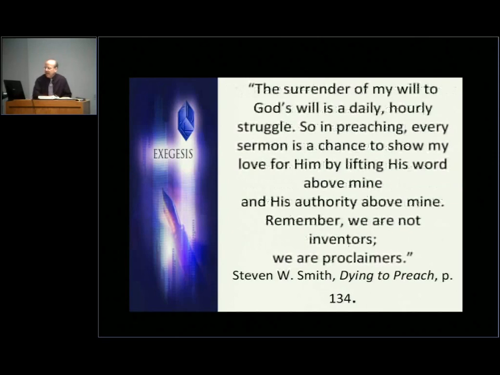He goes on to say, "The surrender of my will to God's will is a daily, hourly struggle. So in preaching, every sermon is a chance to show my love for Him by lifting His word above mine, His authority above mine. Remember, we are not inventors. We're proclaimers."